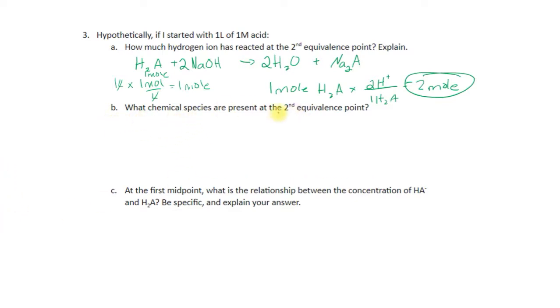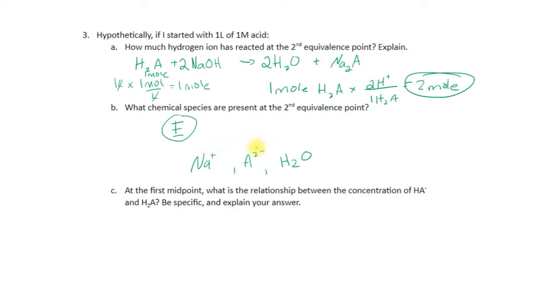Okay, and so this second question, B: what chemical species are present at the second equivalence point? So that's E. We're talking about point E here. At the point where the titration is done, what we've done is converted all this H2A into this stuff, right? So at the end, you would have some sodium. You would have some conjugate, the second conjugate. And I guess we would have some water because we made a bunch of water.